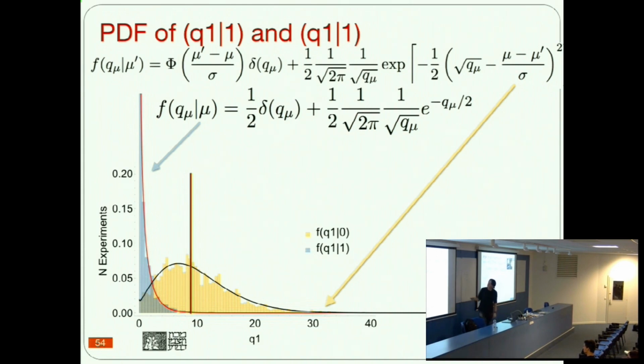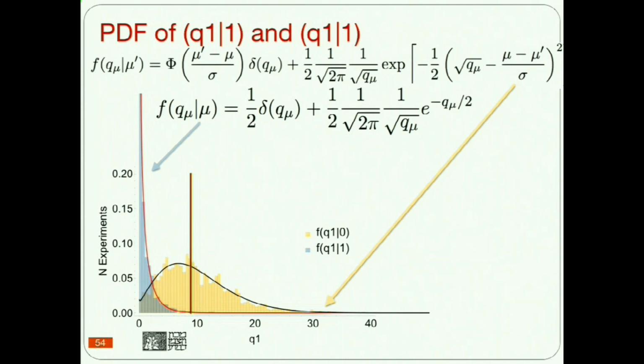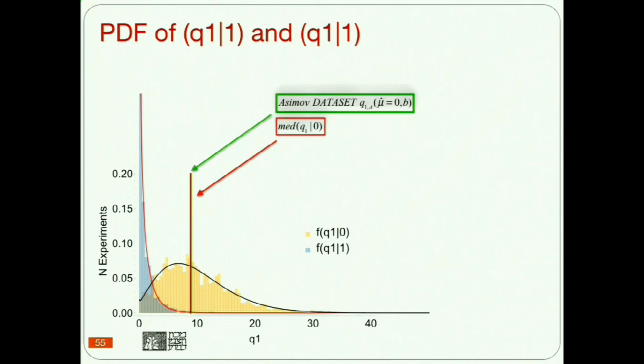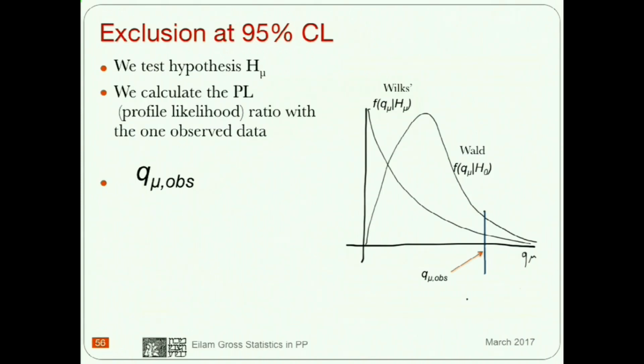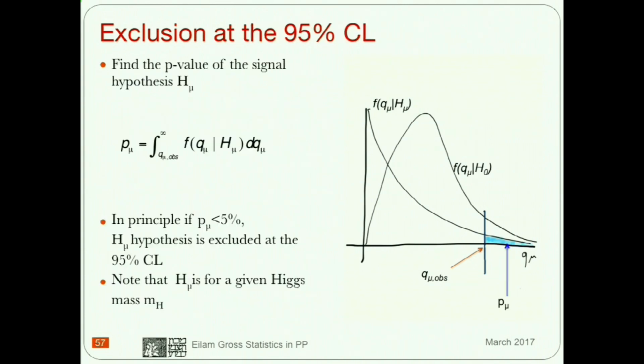And using Wald, I can also calculate what f of q mu under 0 would be. F of q1 under 0 is this thing here. The asymptotic works great, and this is the Asimov or the median. Both are plotted here, you can't even tell one from the other. This is the proof that the Asimov and the median actually coincide. So what we want to do is to test the hypothesis h mu by calculating this p-value. Normally, we would say that if this p-value is less than or equal to 5%, I reject the h mu hypothesis.